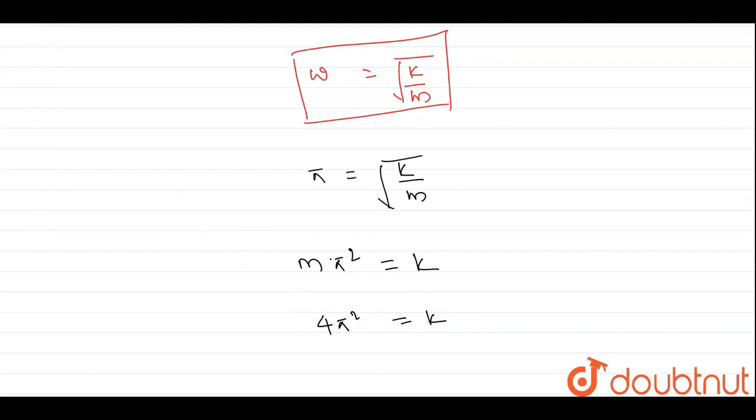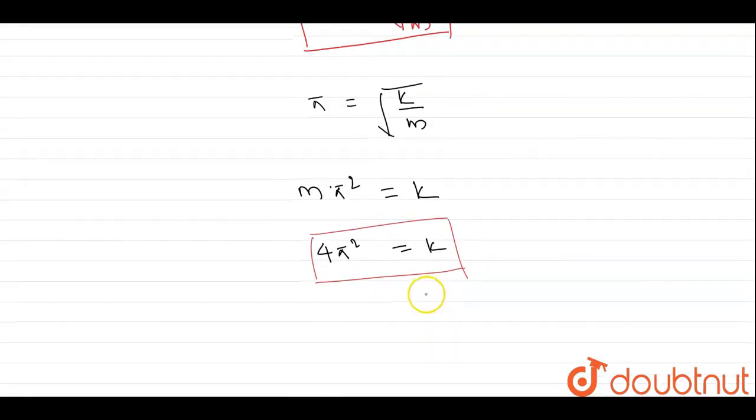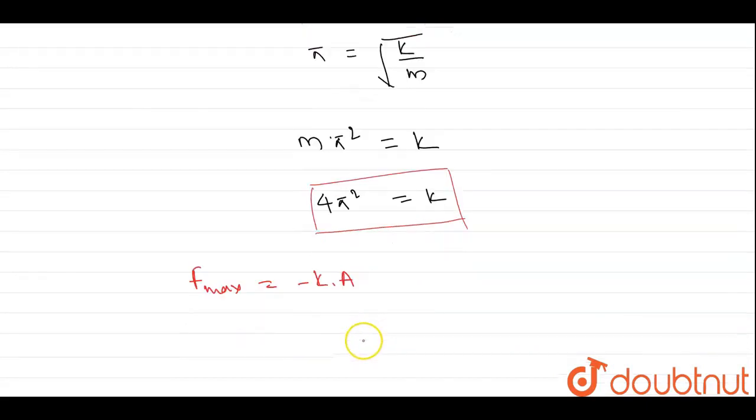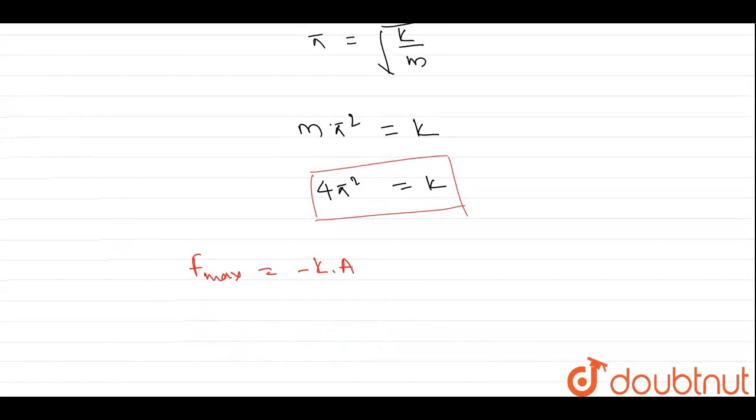Now we have the value of k for the SHM, and we are asked about the maximum restoring force. So we know that F max is minus k times A. Let this be our first part of the solution.